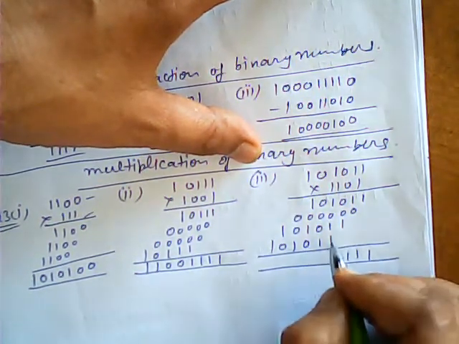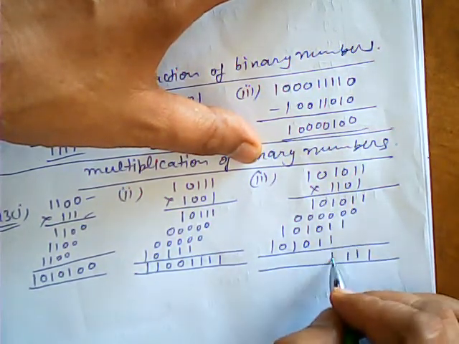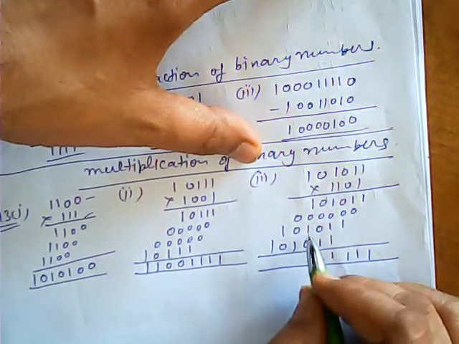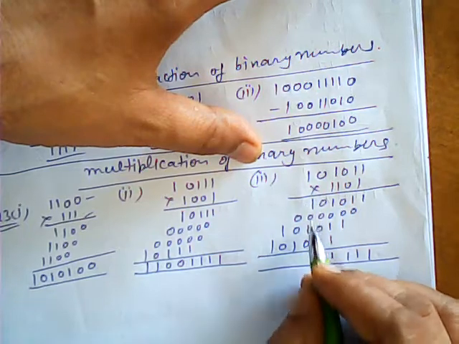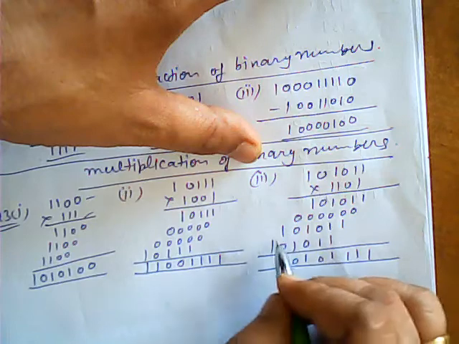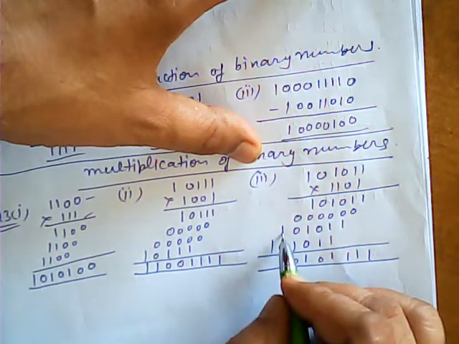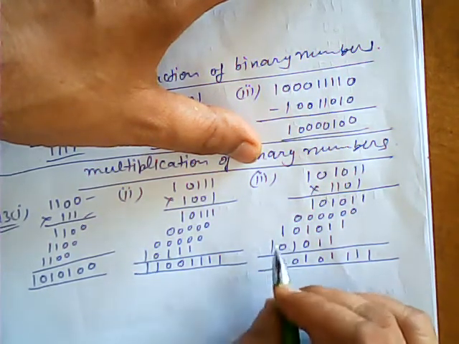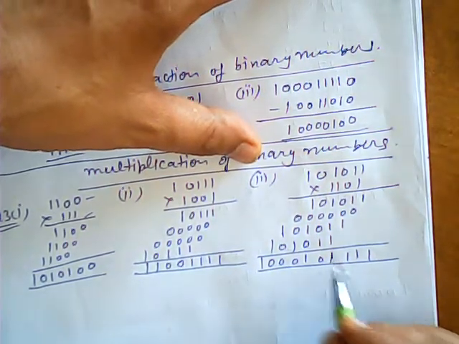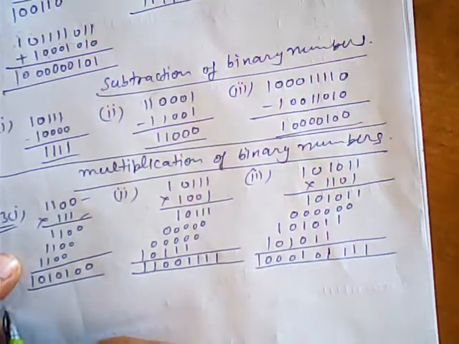Here is 1, 1, 1, 2, 1, 3. 3 means 1 and 1 is carried over. 1 and 1 is 2. 2 means 0. 1 is carried over. 1 and 1 is 2, and 1 carry is 3. 3 means 1. 1 is carried over. 1 and 1 is 2. 2 means 0. 1 is carried over. 1 and 1 is 2. 2 means 0. 1 is carried over. 1 and 1 is 2. 2 means 0 and 1 is carried over. So this is the product of these two binary numbers.